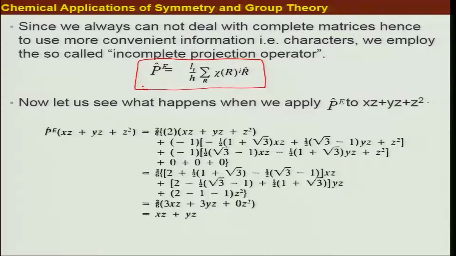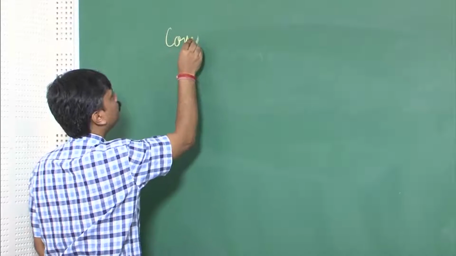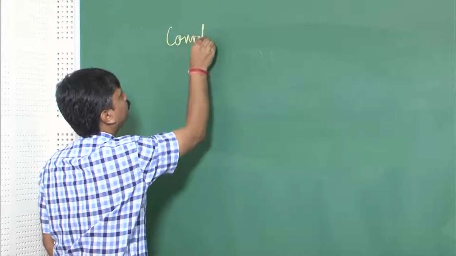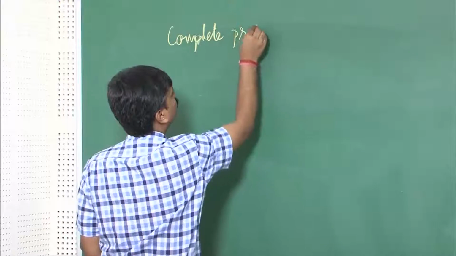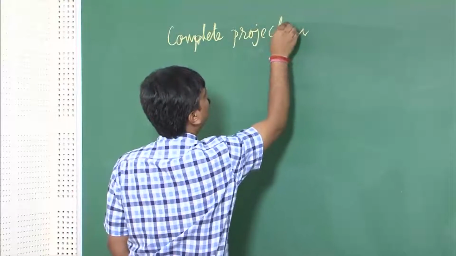Okay, so how do you get this particular form of projection operator, which is the incomplete projection operator? This can be formulated very easily, so let's try to do that first. So we had the complete projection operator.